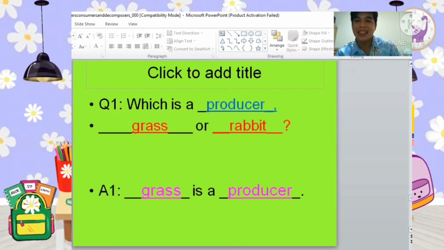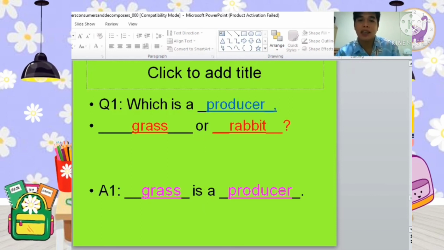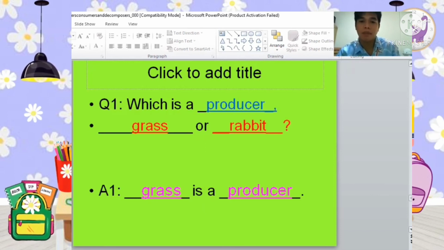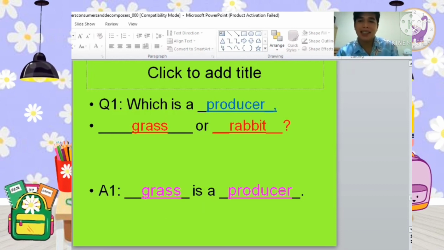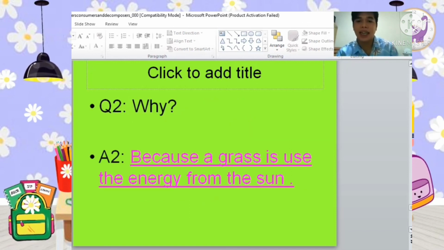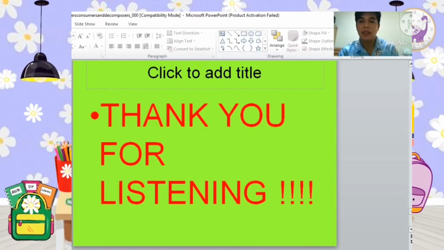And last, which is a producer, grass or rabbit? The answer is grass is a producer. Why? Because grass uses energy from the sun.